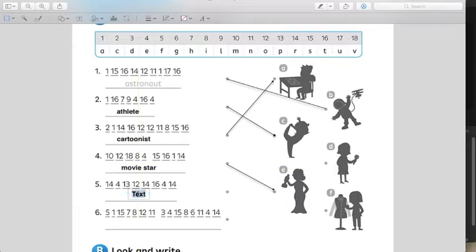Number 5. So 14 R, 4 E, 13 P, 12 O, R, T, E, and R, reporter. So which one here is a reporter? That would be the one with the microphone. There you go. That is the microphone. And the last one.